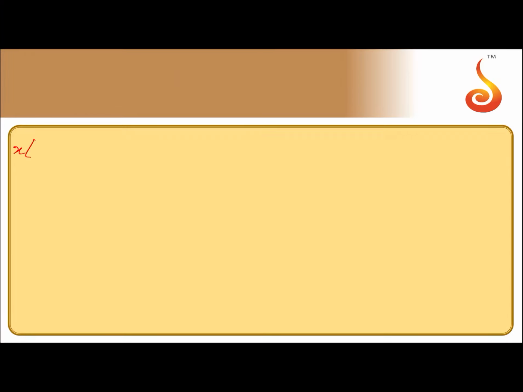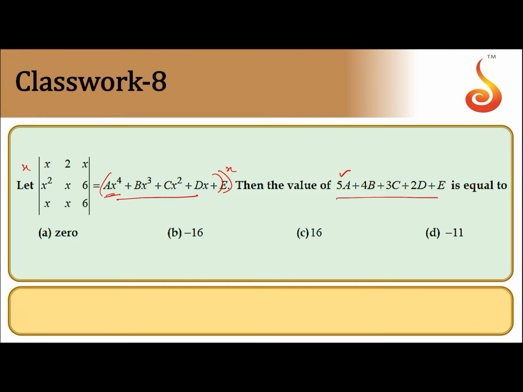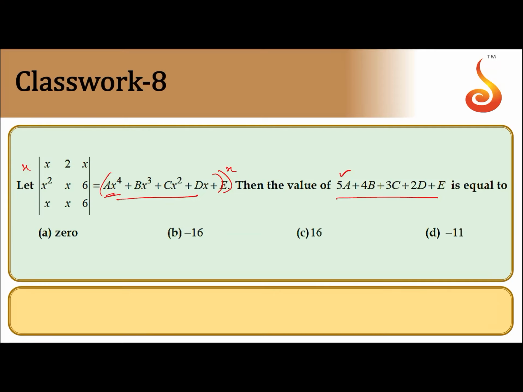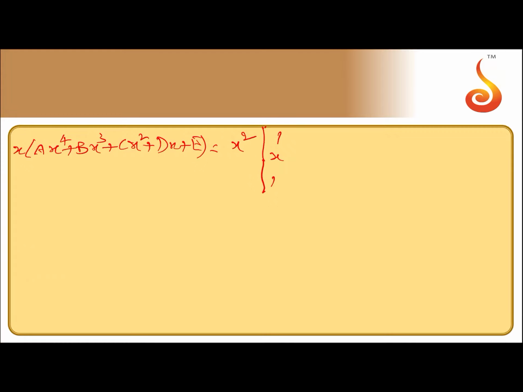Okay, so x multiplied by ax to the power of 4 plus bx cube plus cx square plus dx plus e is equal to x multiplied by the determinant. In the determinant, from the first column you got x common, and that x also you can take out as common, so you'll be getting x square multiplied by: first column after taking x common, 1, x, 1, 1, x, 1, and the second column 2x, x, and the third column x, 6 and 6. An expansion of this gives ax to the power of 5 plus bx to the power of 4 plus cx cube plus dx square plus ex.